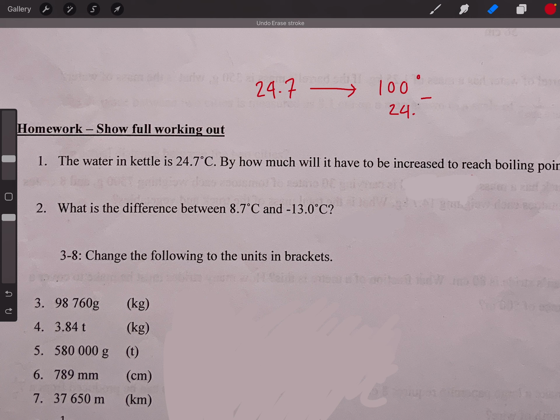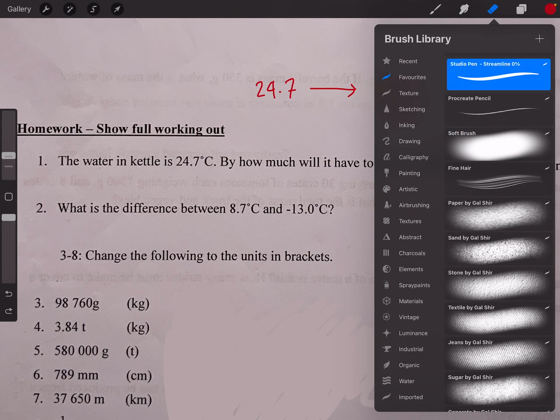Whoops. Okay, the rubber is not correct either. Let me just get the rubber. Okay.